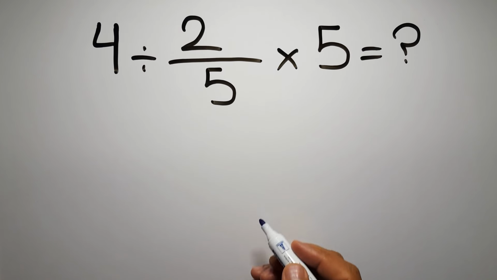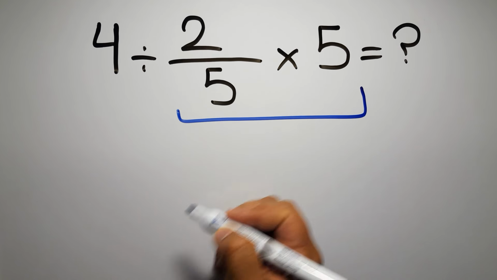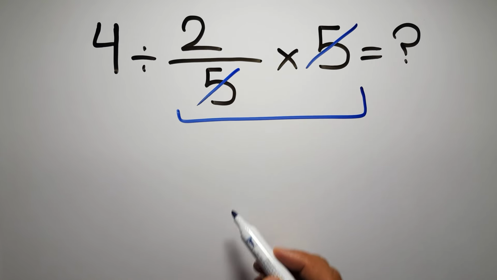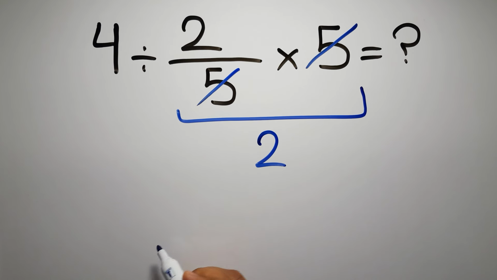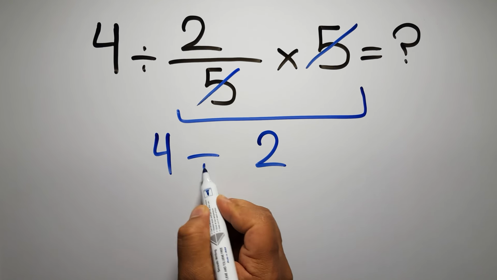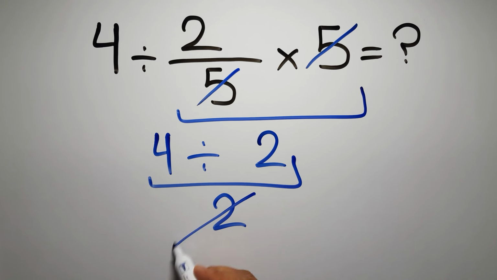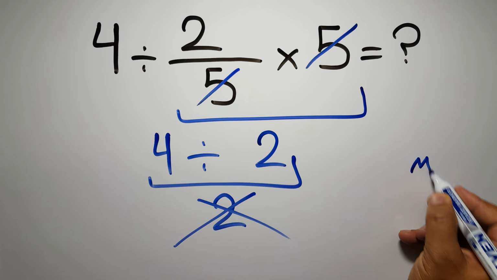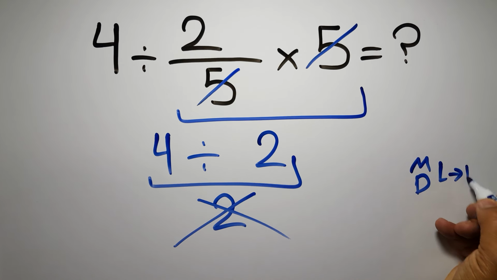First we do this multiplication, 2 over 5 times 5. We can easily cancel this 5 and this 5. So here we have just 2. And 4 divided by 2 gives us 2. But this answer is not correct, because according to the order of operations, multiplication and division have equal priority, and we have to work from left to right.